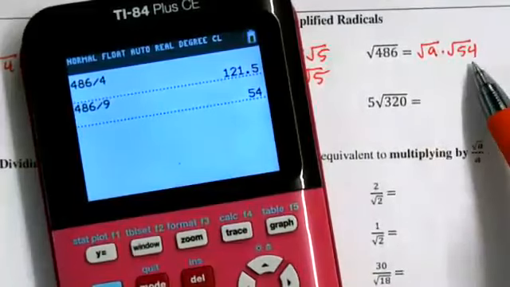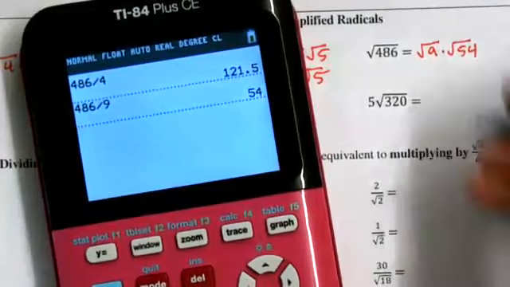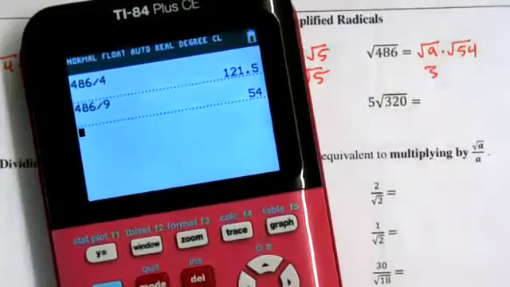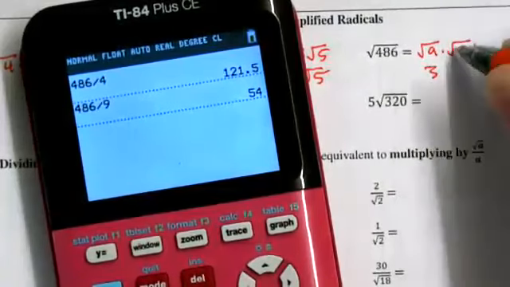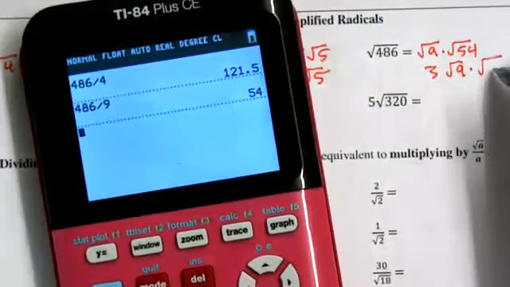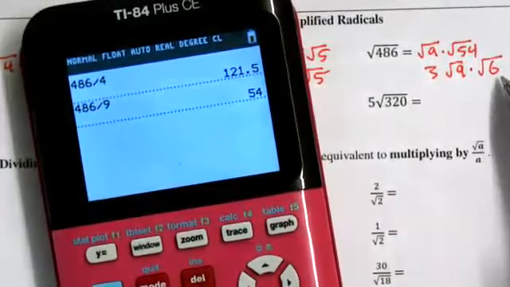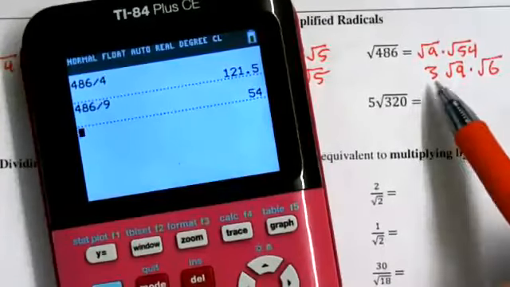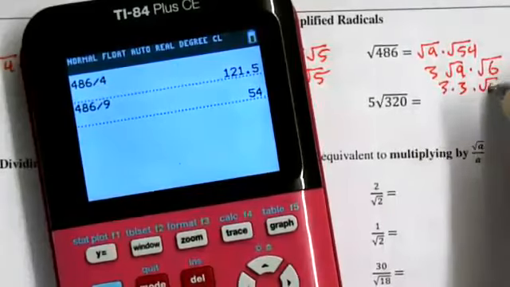But I can think of another perfect square that goes into 54, right? 9 goes into 54 also, doesn't it? So the square root of 9 becomes 3. And 54 I'm going to write as 9 times 6. And can you think of a perfect square that goes into 6? No. So what do I got? 3 times 3 times root 6. That's 9 root 6.